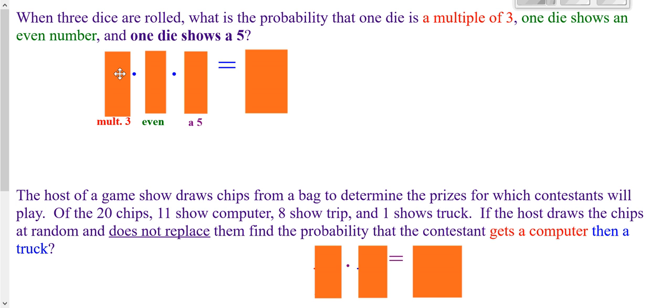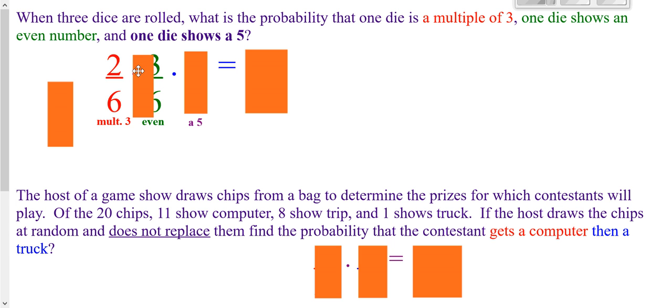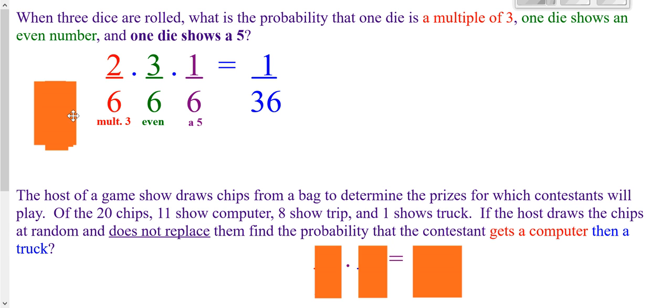Well, multiples of 3 on a dice are only 3 and 6. So there's 2 options out of 6 possibilities. Even numbers, well, even would be a 2, a 4, or a 6. So that's 3 options out of 6 total possibilities. And then the last one we want to get is a 5. Well, there's only 1 5 out of the 6 options. So then we could multiply these together and we get 1/36.